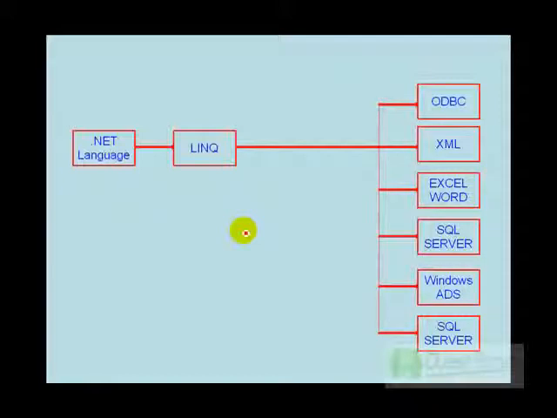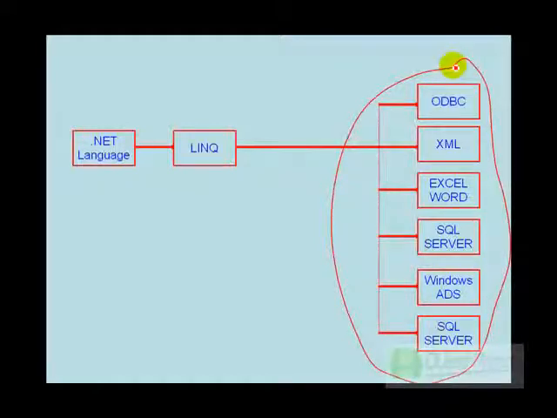So the .NET application can just interact with LINQ, and the .NET application never actually knows what is happening at the back end. It's accessing SQL Server, it's accessing an ODBC data source, it's probably accessing XML or whatever it is. Everything is taken care of by LINQ. So here you can write generic queries and just fire them at the appropriate data source and get a result back.